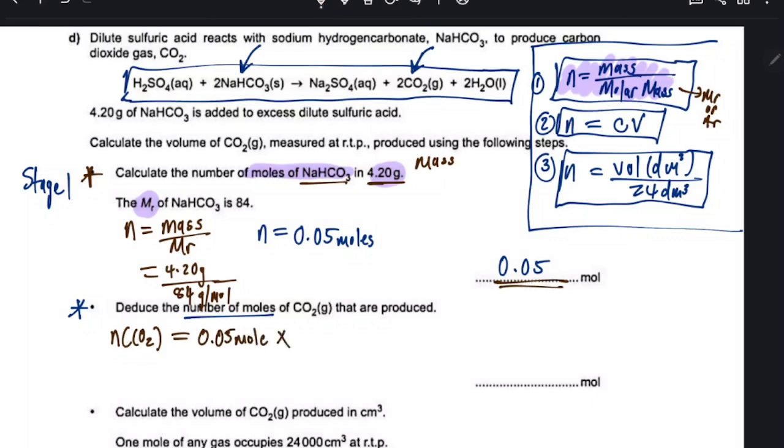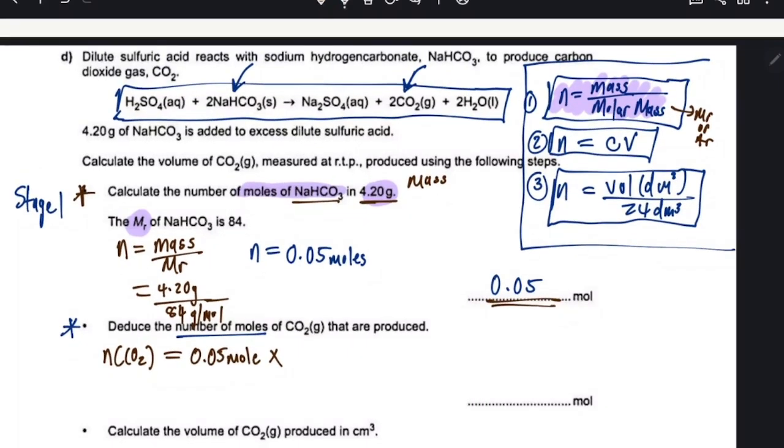Then you are going to multiply by the number in front of CO2. So the number in front of CO2 here, what is it? 2. Divided by the number in front of the one you already have. In step 1, you got moles for who? For NaHCO3. So come see the number in front of NaHCO3. That's 2. So you divide by 2. And then now you should get an answer. So this is going to be 0.05 moles. Did we use the formula? No. What did we use? The ratio.